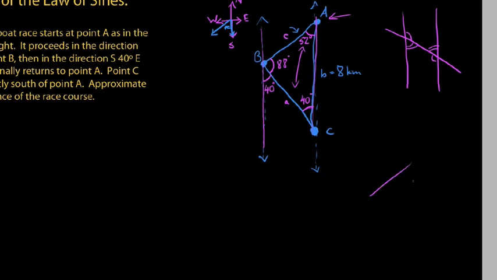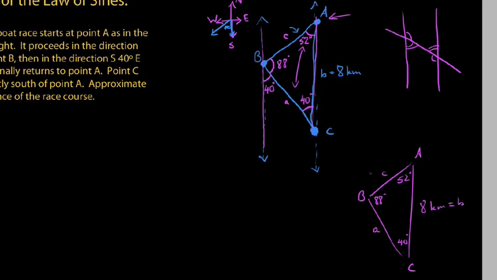So now if it's helpful, we could re-sketch the situation here. We know this is 40 degrees, we know that this is 52 degrees, and we know that this is 88 degrees. We also know that this is 8 kilometers, and we're calling this A, B, C. So this is lowercase b. We don't know lowercase a, we don't know lowercase c.